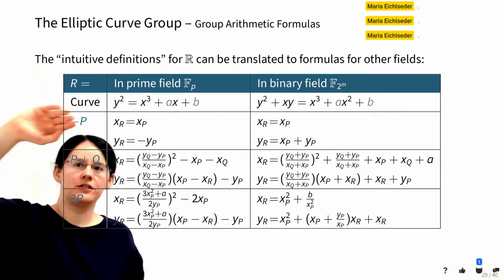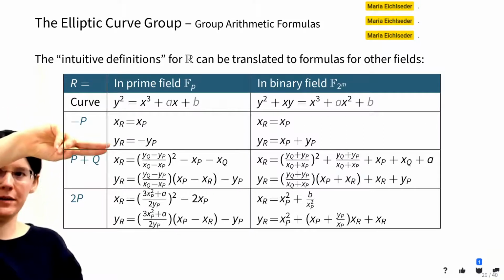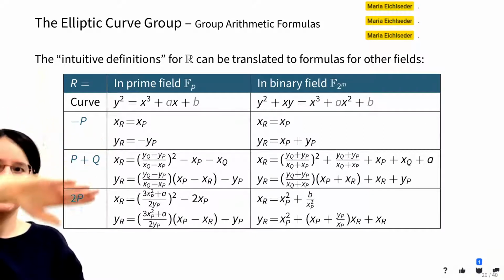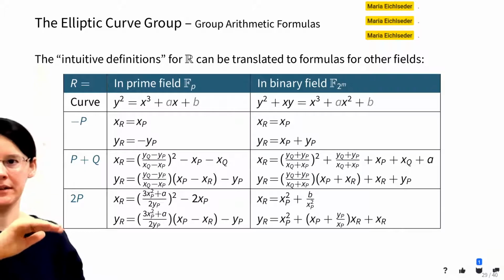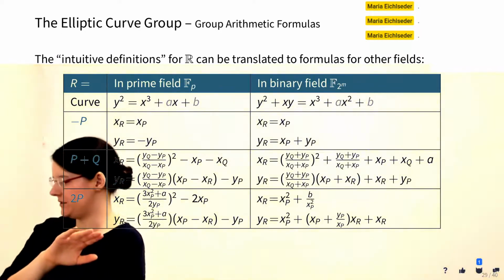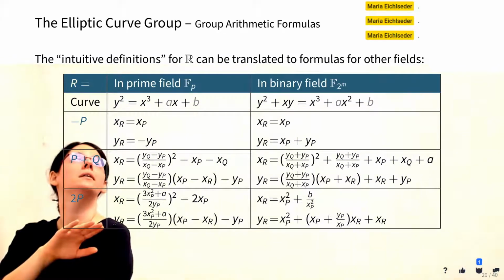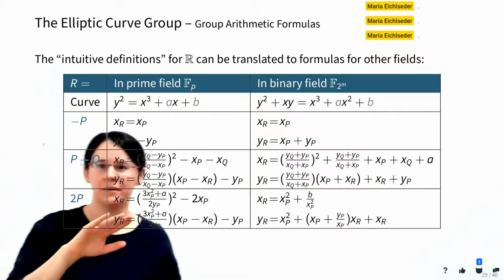Computing the subtraction looks very easy. This is simply flipping the y-coordinate. If we add or double something, you will notice that, oops, sorry, I changed the light color. This is ugly. Let's get back to the normal one.